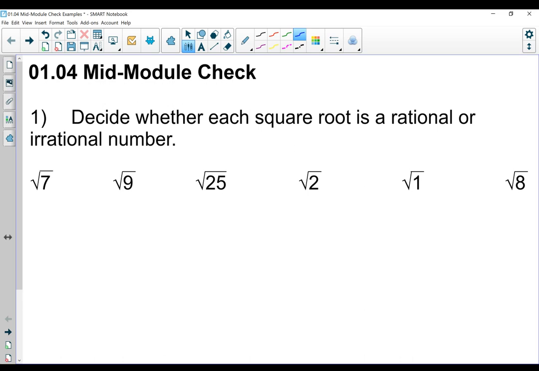104 mid-module check. This is a set of examples that will help you prepare for that mid-module check. Number 1, decide whether each square root is a rational or irrational number.